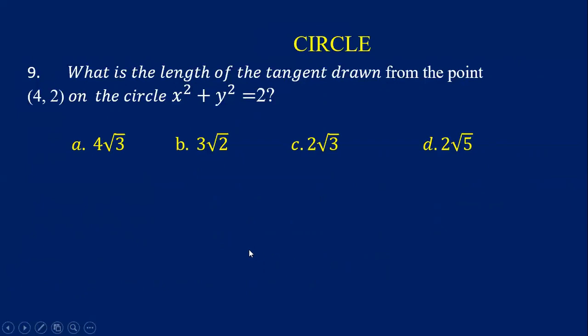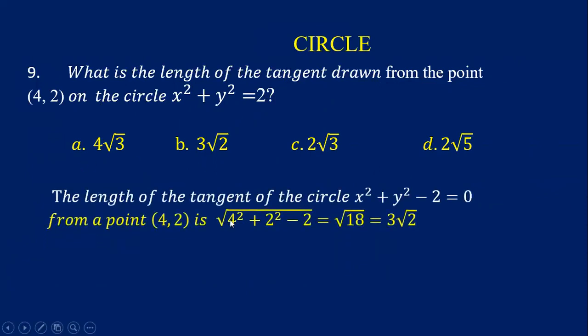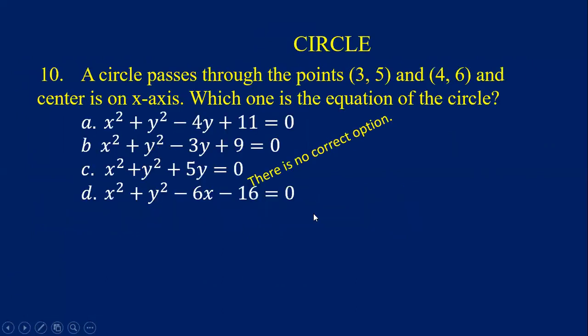Now question number 9. What is the length of the tangent drawn from the point (4, 2) on the circle? The same question as 8. So we put the formula and get the answer. x1 square plus y1 square minus c, root over 18, and this is 9 root 2. If we take 9 outside, then it is 3 root 2. Question number 10.